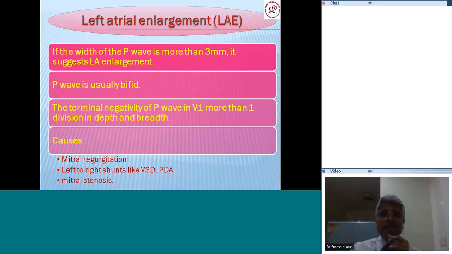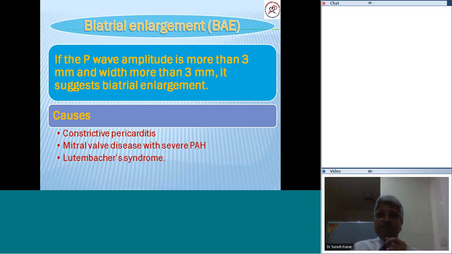So causes for left atrial enlargement would be mitral valve disease, left to right shunt, and if it is biatrial enlargement, if you have a P wave amplitude more than 3 millimeter and width more than 3 millimeter, you call it biatrial enlargement. You could get it in mitral valve disease with severe PAH, in Lutembacher syndrome, or in constrictive pericarditis. So these conditions could be biatrial enlargement.